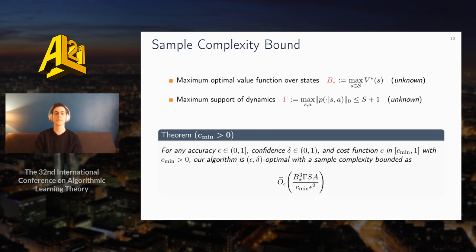And note that both quantities, B star and gamma, are unknown to the agent. And our result is that for any accuracy epsilon, confidence level delta, and cost function C, lower bounded by C min, which is strictly positive, our algorithm has a sample complexity bound, scaling as B star cubed, gamma SA, divided by C min epsilon squared.